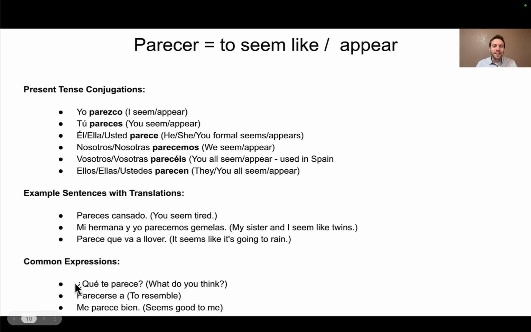A common expression is, ¿qué te parece? What do you think? Or parece ser, parecerse a, to look like or to resemble someone. And you could say, me parece bien. Seems good to me.